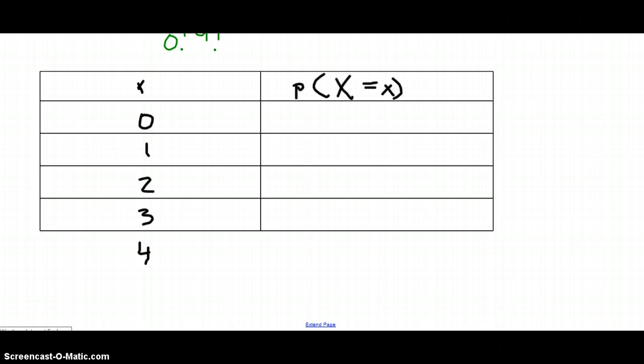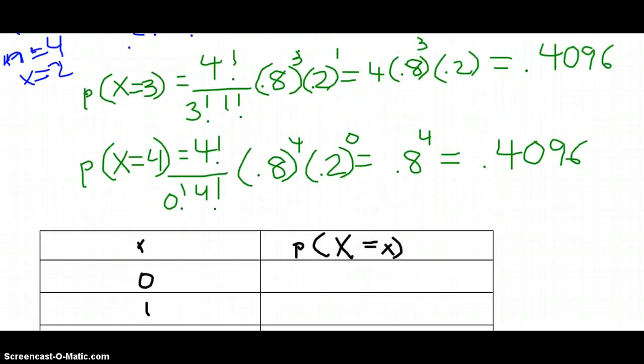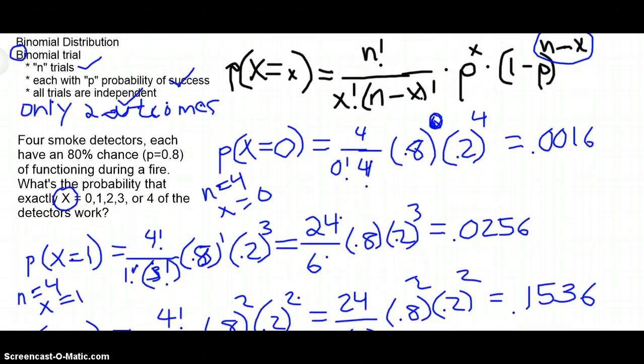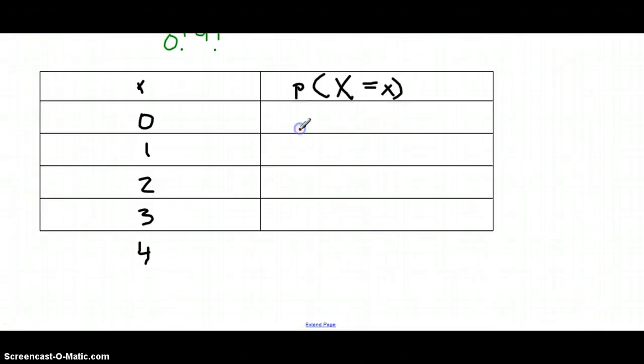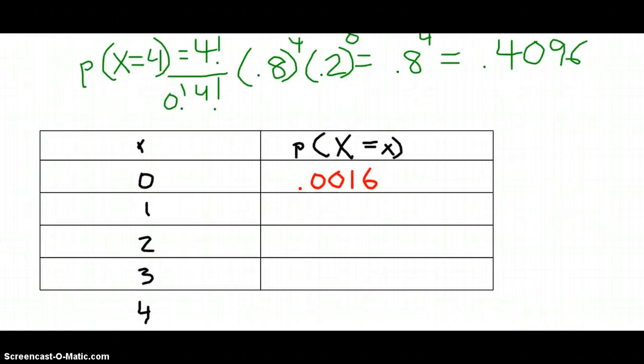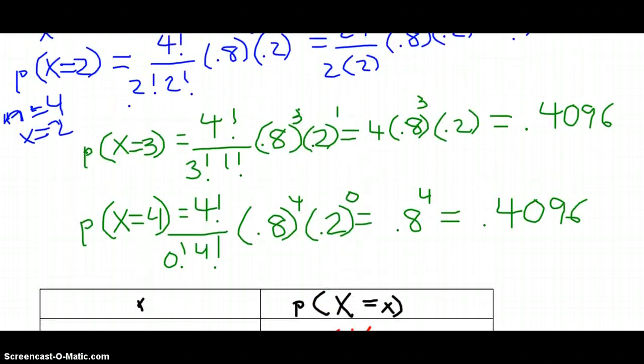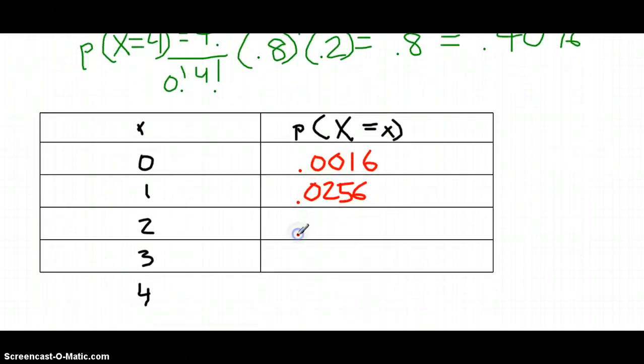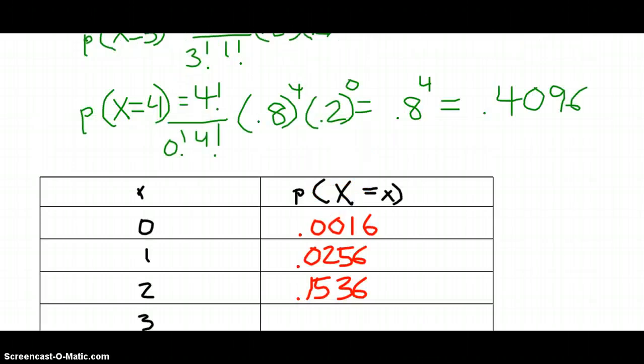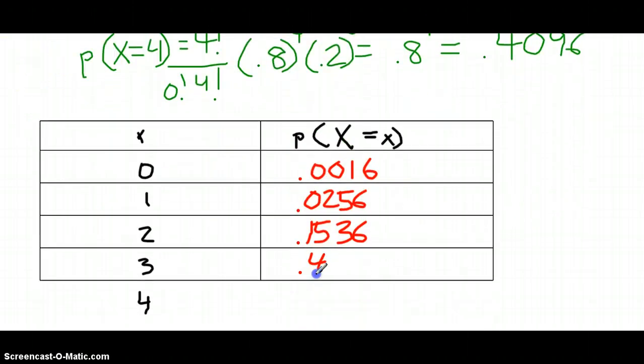We will finish up by listing out our distribution. The probability of 0 successes is 0.0016. Probability of 1 success is 0.0256. Probability of 2 successes is 0.1536. Probability of 3 successes is 0.4096, and it happens to be the same for 4. Don't always assume that's going to be the case, but that's the way it works out in this case.